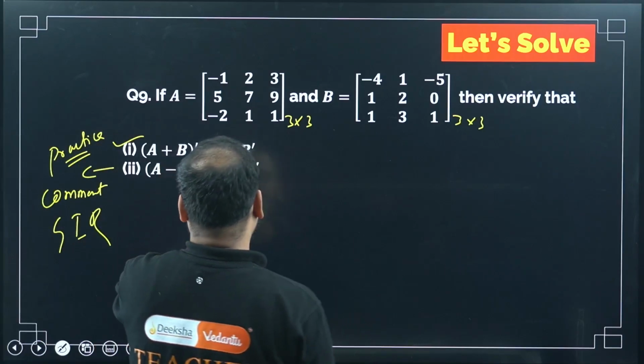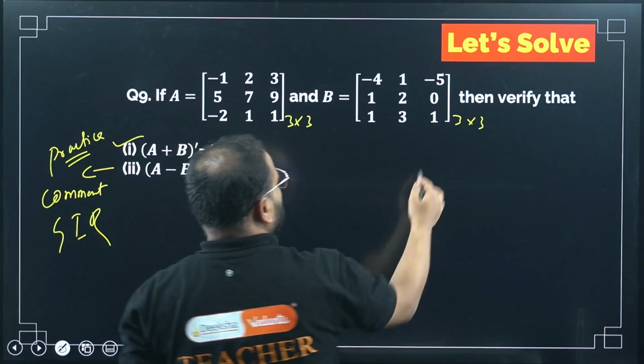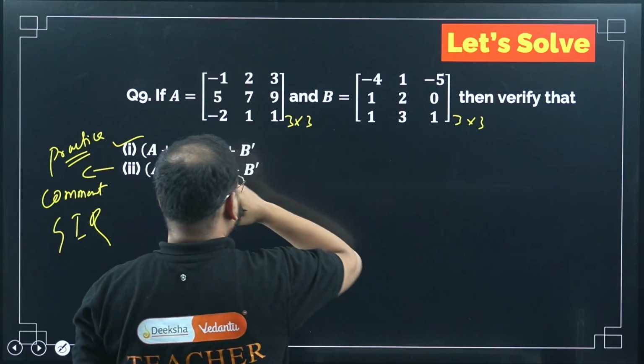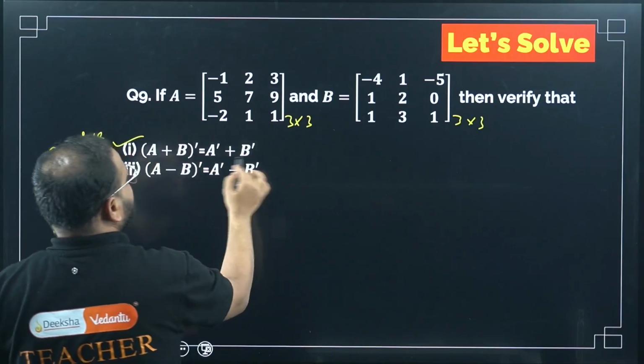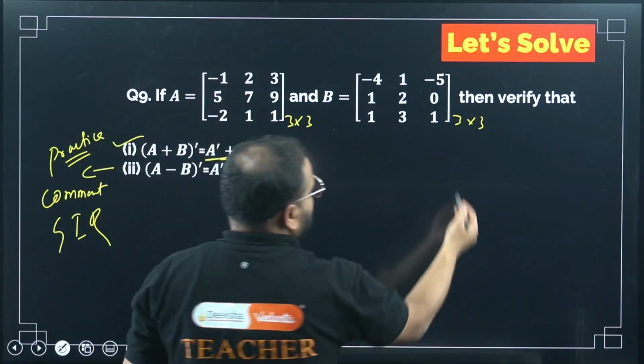Let's do the A plus B first. We can do the transpose part first. We'll do the RHS part first.